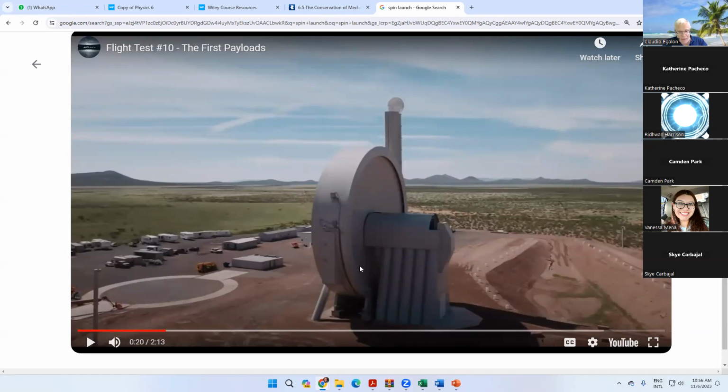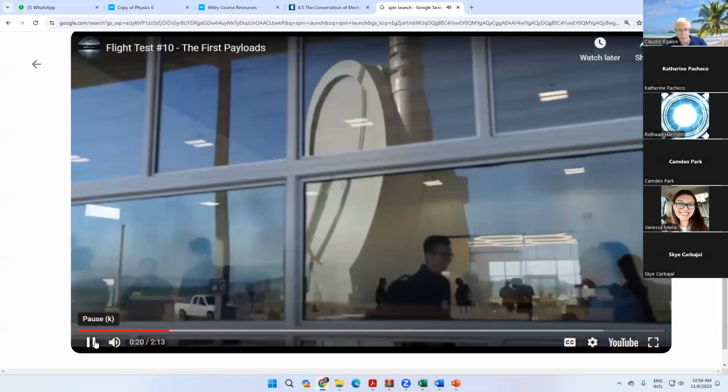And then you have a device that allows it to leave the centrifuge when it reaches high enough speed. It has a device that opens a little door here that allows it to leave the centrifuge and go inside this gun, right?